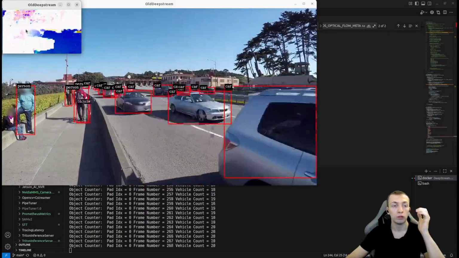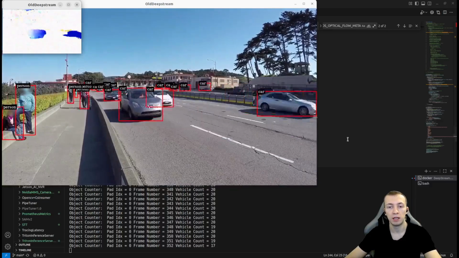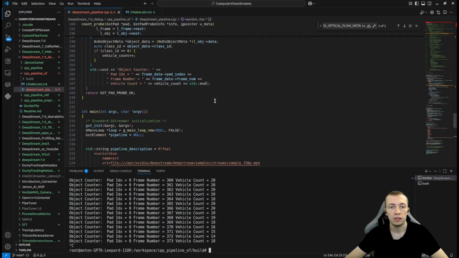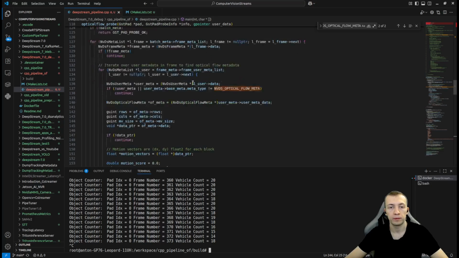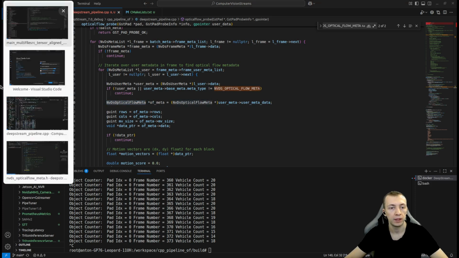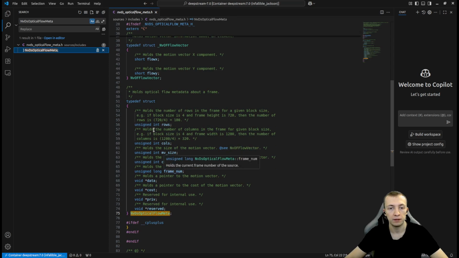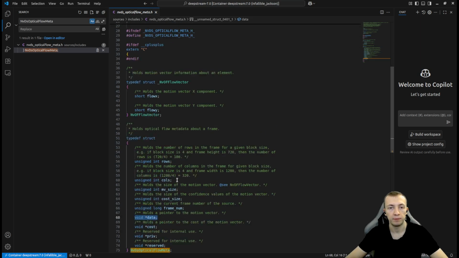If you want to access the metadata generated by NV Optical Flow, you need to parse the frame metadata. In the frame user meta list, you need to find NVIDIA's optical flow meta type, and in NVIDIA's optical flow meta, you will find NVIDIA's optical flow meta object that will have this structure with a number of rows, number of columns, frame number, and the data.